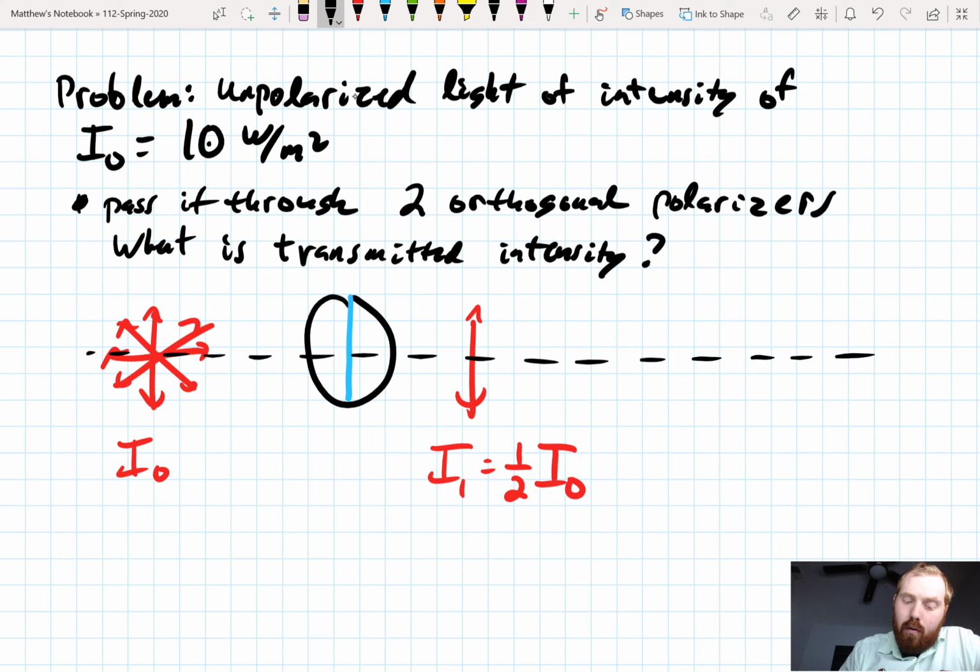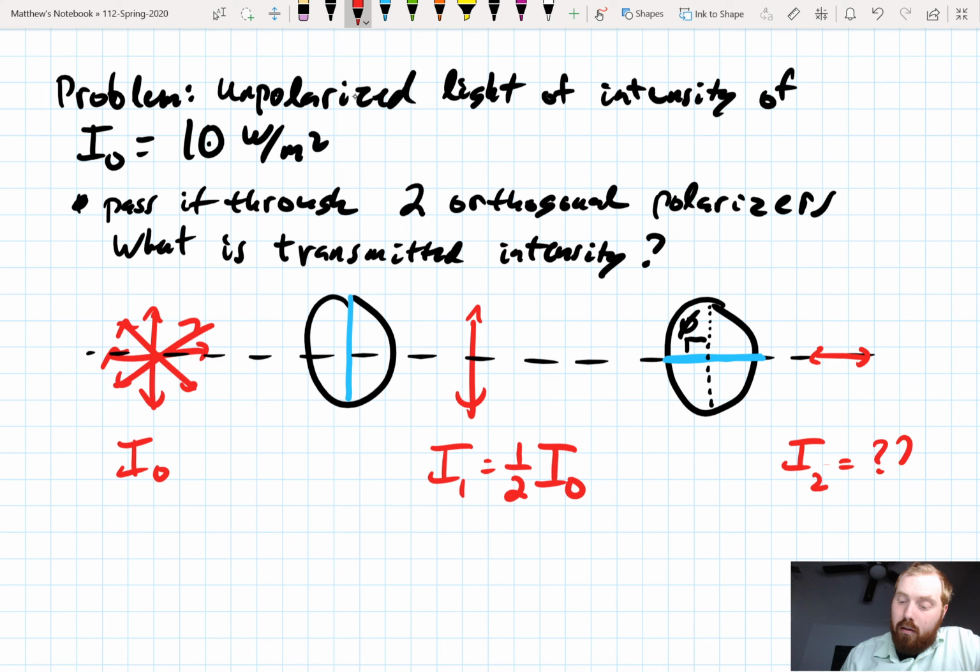Light's traveling that way. Now let's add our next guy. This one's polarized this way. So there's this cosine phi in Malus's law. What is it? Well, it's the angle between polarization states. So there's phi. So I final, call it I2 for now. I2 equals question mark.